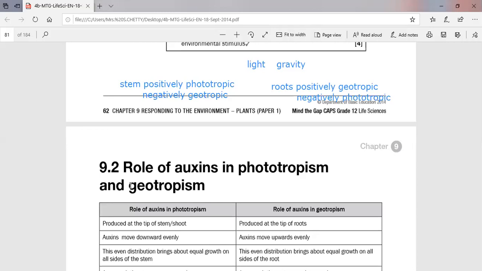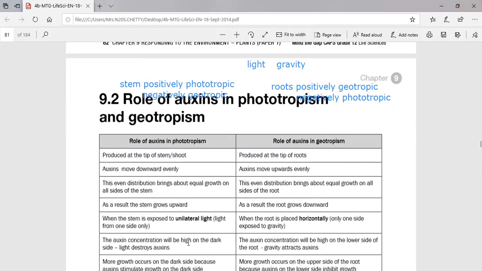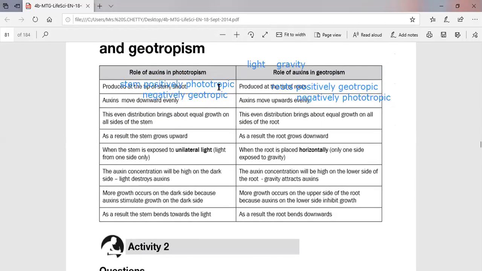Now, what would happen if there's an uneven distribution of auxins? And what would cause it? The uneven distribution of auxins will come when you don't have uniform light, because you have the even distribution of auxins bringing about equal growth when you have uniform light. Okay? And uniform light will cause this even distribution of auxins. So when would you have the uneven distribution of auxins?